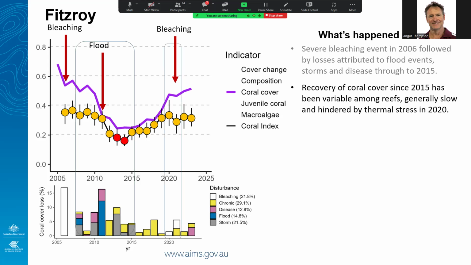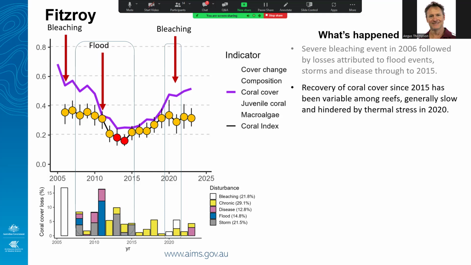That'll do. So then after that bleaching event, we had quite a wet period. And the big one was the 2011 flood of the Fitzroy, and that knocked coral cover back again. Actually, the fresh water itself killed some of the corals in the shallow areas to the south of Keppel Island. And then over that whole period, everything was ratcheting down, but we were getting a few storms coming through. We had disease and that freshwater flooding.